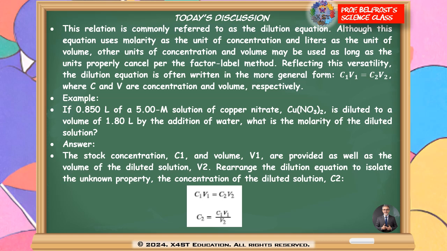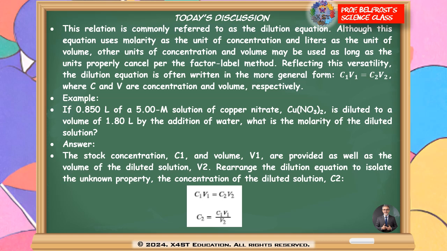But actually, this is not the first such formula that we'll encounter in books. The notation used is mostly C1V1 equals C2V2, where C and V are concentration and volume respectively. So here's the example for you.